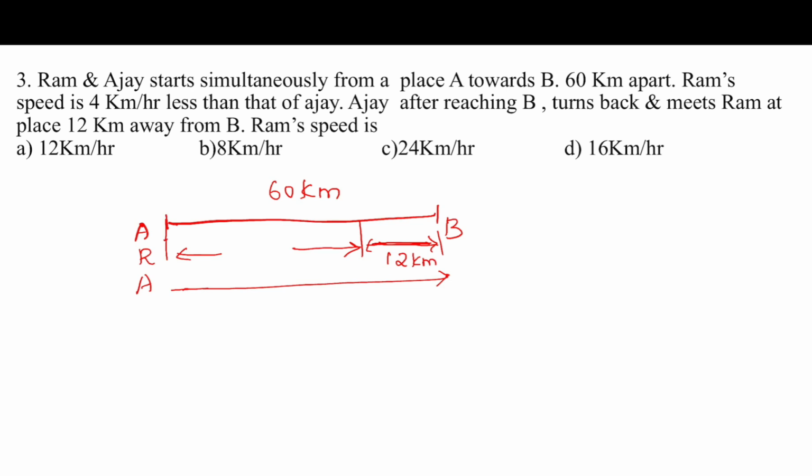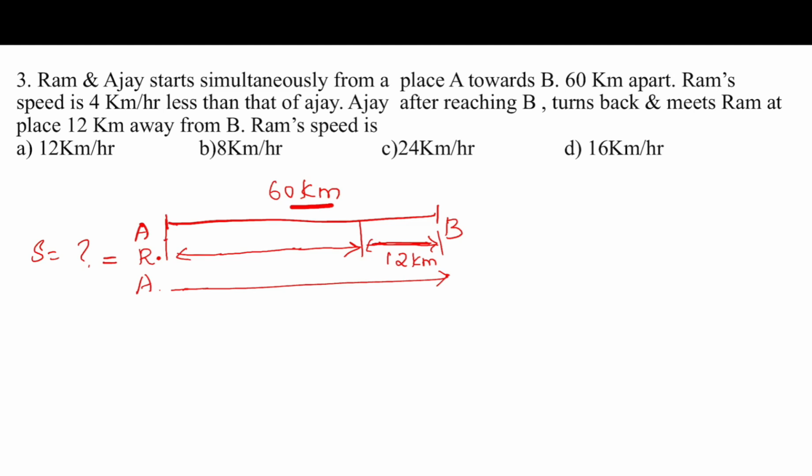So what is Ram's speed, they are asking. There is a place between A and B which is 60 km apart. Total distance between A and B is 60 km. Ram and Ajay are two people simultaneously starting from A towards B. Ram's speed is less as compared to Ajay. How much less? It is 4 km per hour less than Ajay. So Ajay's speed is more as compared to Ram.